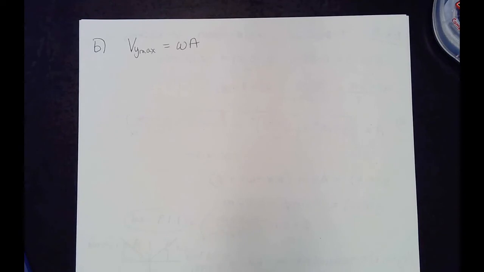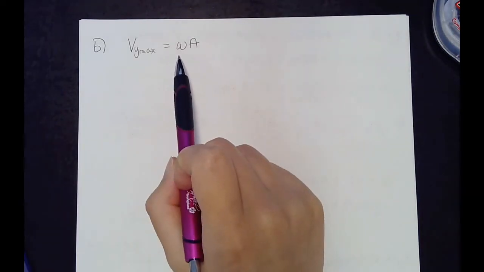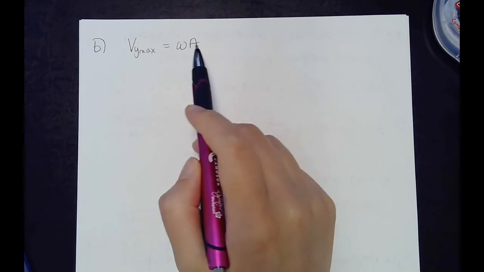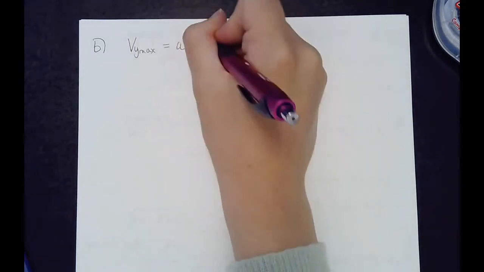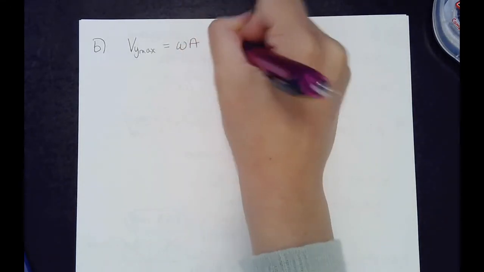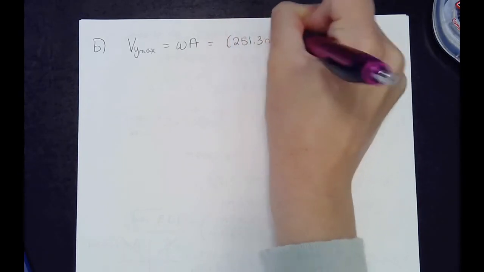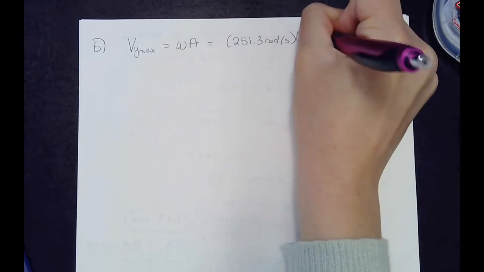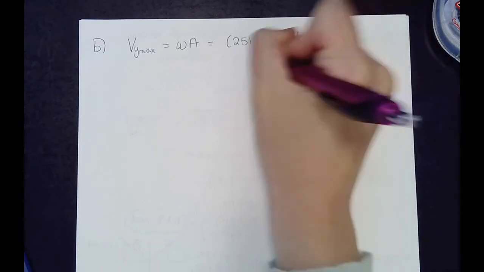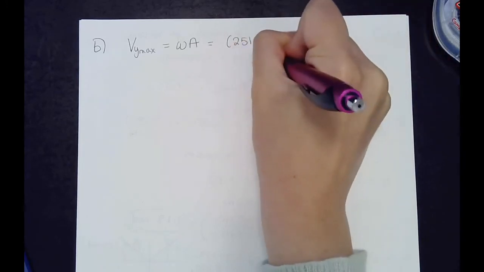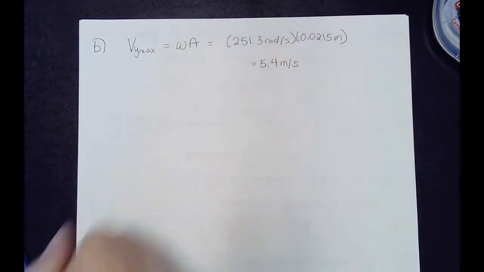Okay, now part B, we want the maximum transverse velocity. We know it goes between plus and minus omega A, so the maximum is omega A, at least the maximum magnitude is that as well. So we have 251.3 radians per second times 0.0215 meters, which gives 5.4 meters per second.